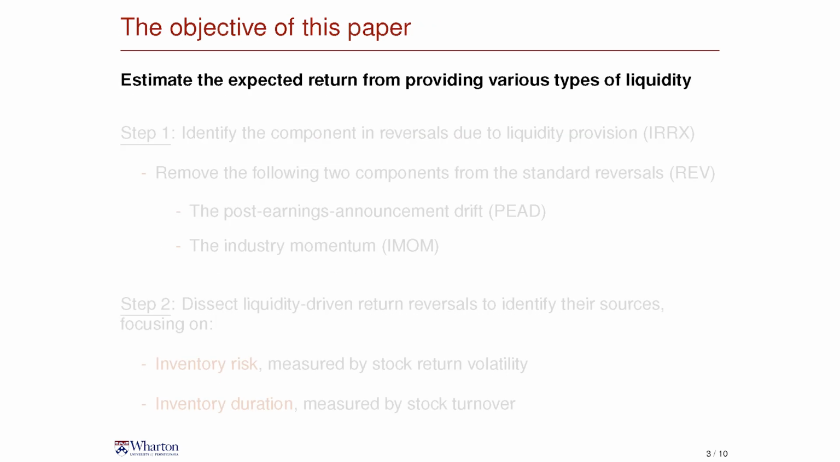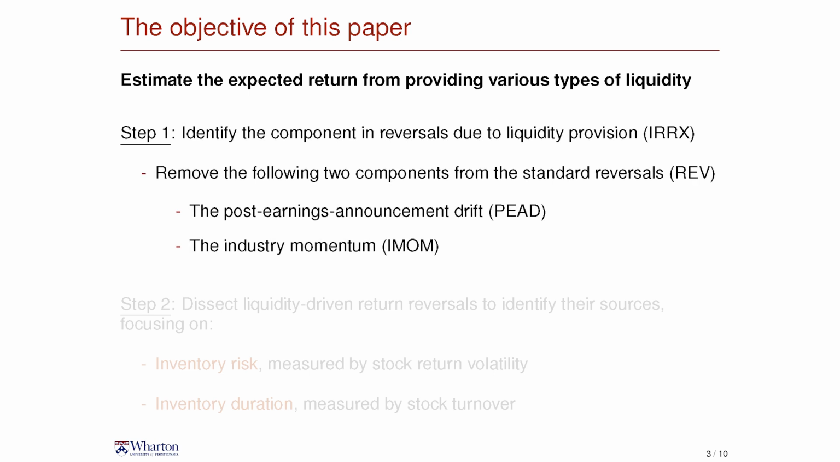To be more specific, the main objective of this paper is to estimate the expected returns from providing different types of liquidity. To achieve this goal, the authors take a two-step approach. Let me slow down a little bit. First, the authors identify the component in short-term reversal due to liquidity provision, called IRRX, by removing post-earnings announcement drift and short-term industry momentum. Why? Because these are two prominent trading strategies based on news-driven drift. They want to remove them to identify the liquidity-driven component in the short-term reversal. So it's a very neat idea.